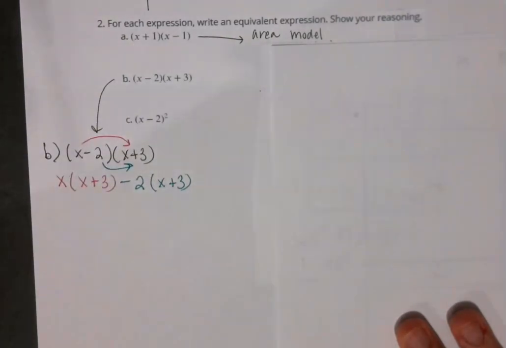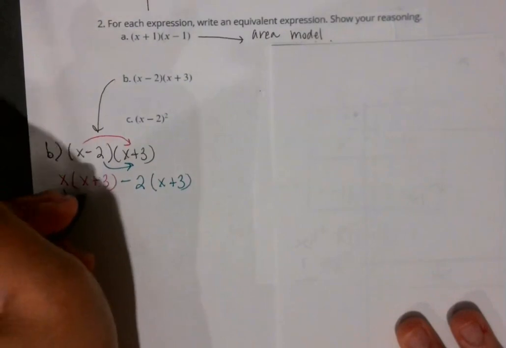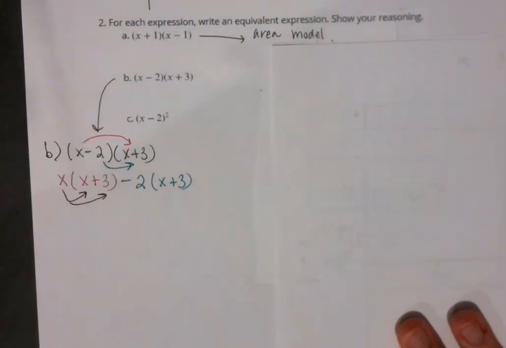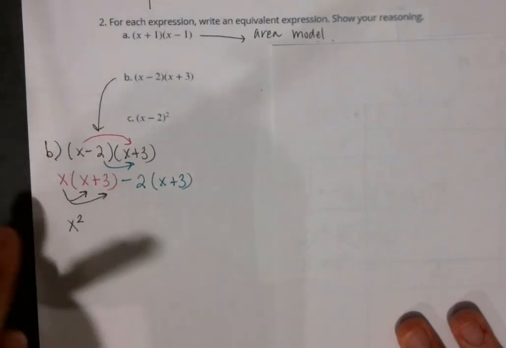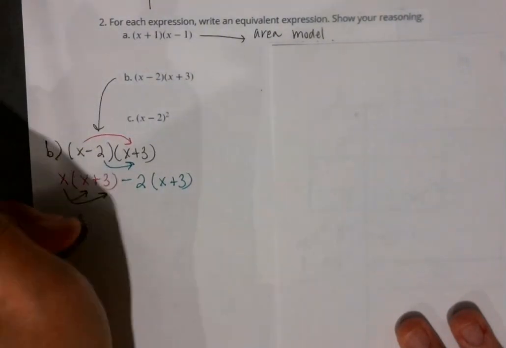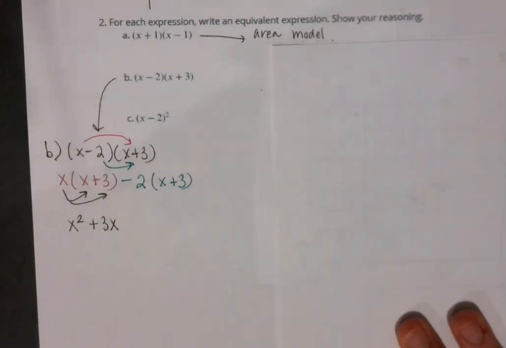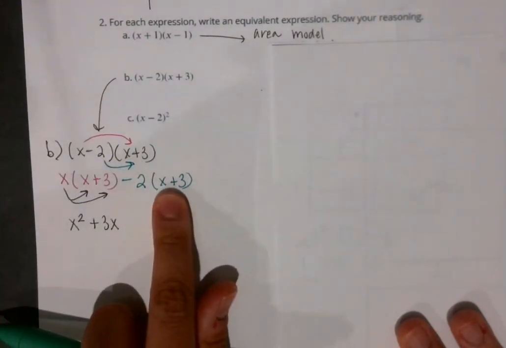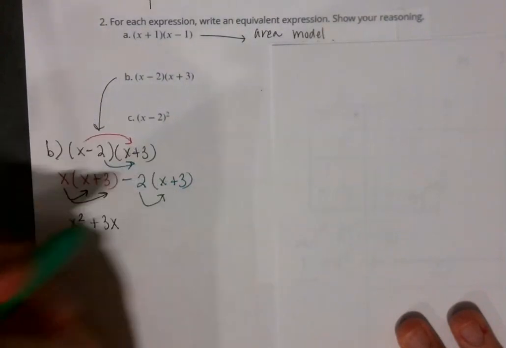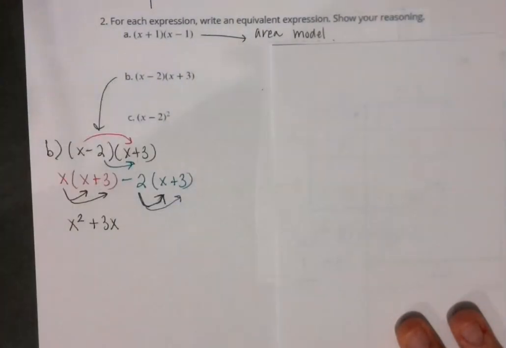At this point, to finish solving this, we would have to do the distributive property again, so I would distribute the x times x plus 3, so that would be x times x, which we know is x squared, and then x times 3, which we know is 3x, positive because that is positive 3, and we would have to distribute this negative 2 to the x plus 3 as well, so that would be negative 2 times x, and negative 2 times 3.